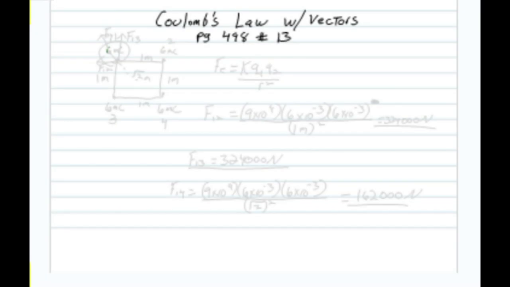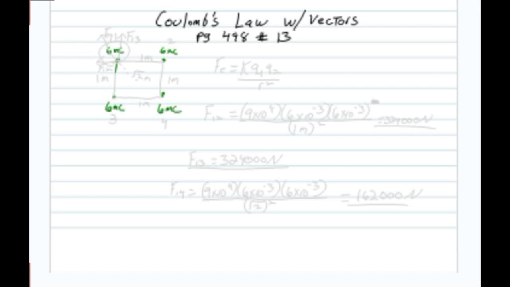Another Coulomb's law example. This one's going to be a vector example, page 498, number 13. It says a charge of 6 millicoulombs is placed at each corner of a square 1 meter on a side. Determine the magnitude and direction of the force on each charge. So basically you have 4 corners of a square with a 6 millicoulomb charge in each corner.